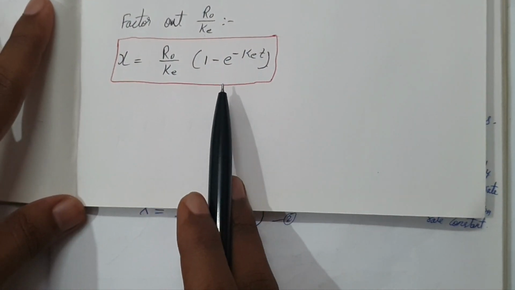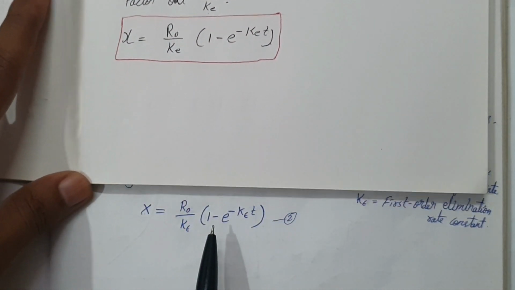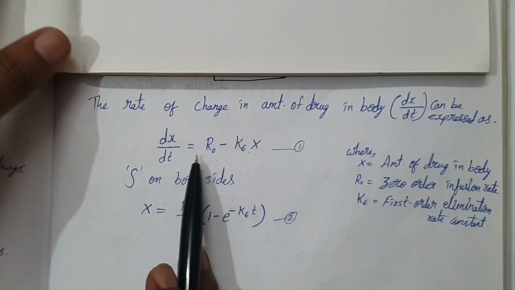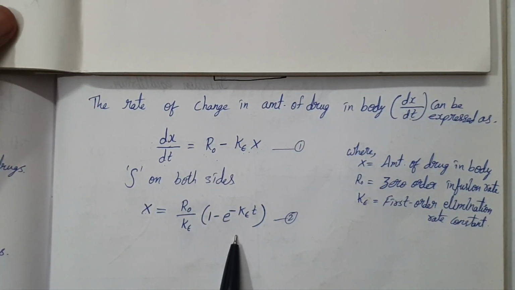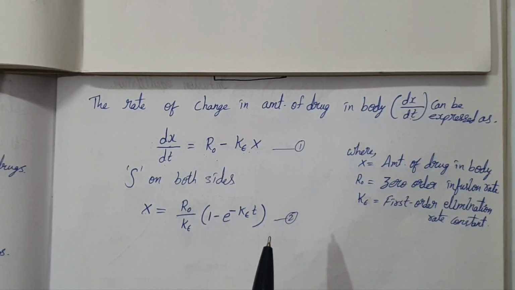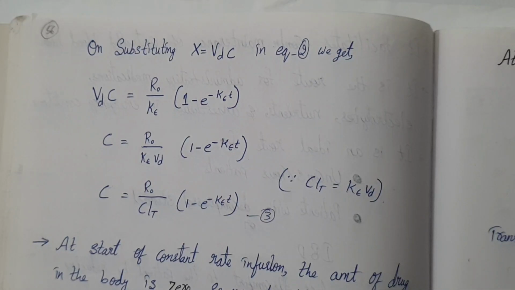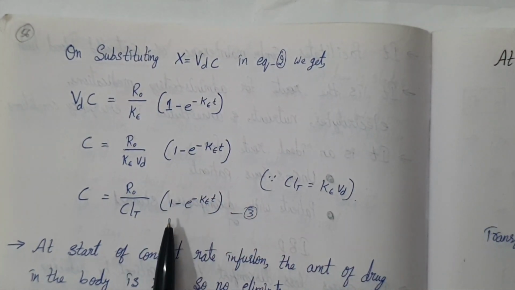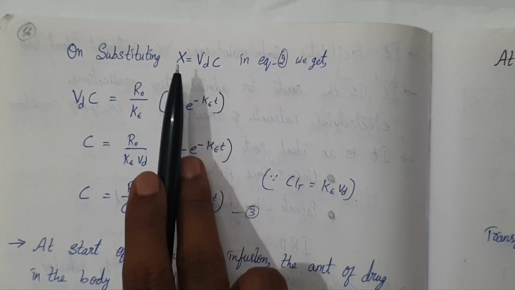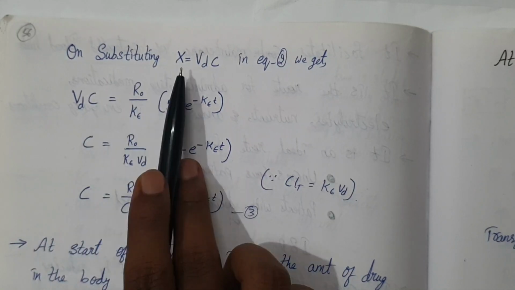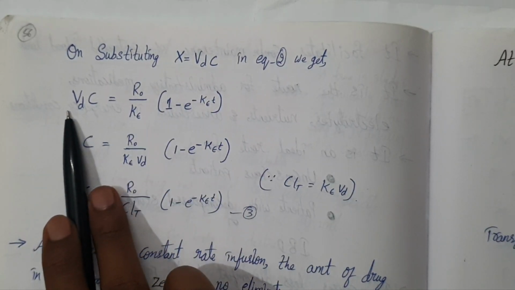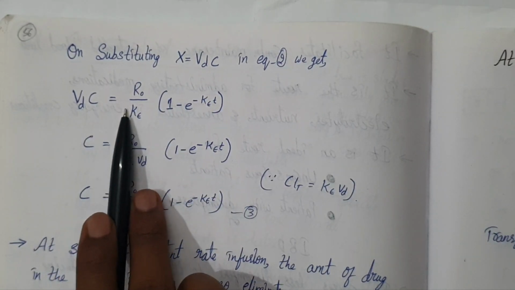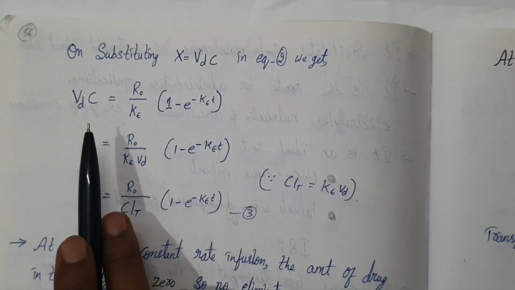See, two pages were taken to solve to come to this equation. So you can just remember this equation and write it in the exam hall. It is beneficial for you only. To that equation we can replace x equals VdC. As we know x equals VdC, in place of x we are writing VdC and the whole term as it is.